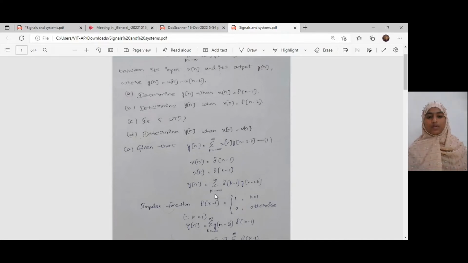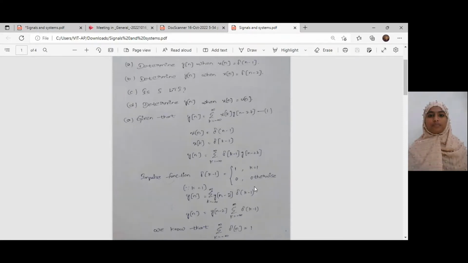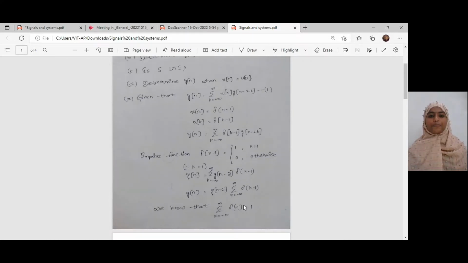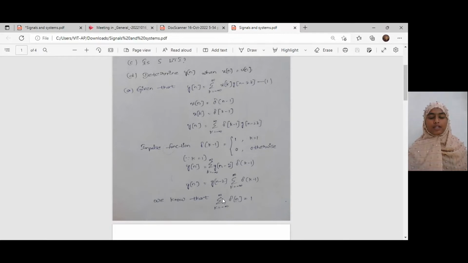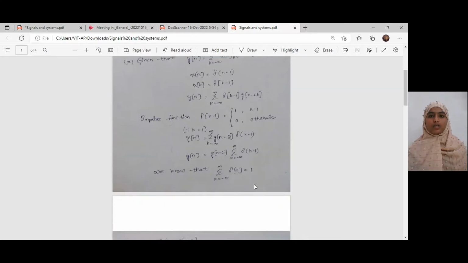I am substituting x of k in equation number 1. Then y of n equal to summation k equal to minus infinity to infinity delta k minus 1 into g of n minus 2k, where delta k minus 1 is an impulse function. Therefore, if k equal to 1, it becomes 1, otherwise it becomes 0. So I'm substituting k equal to 1 in this equation. Therefore, y of n equal to summation k equal to minus infinity to infinity g of n minus 2 into delta k minus 1. We know that summation of delta k minus 1 becomes 1. So I'm substituting 1 in this equation in place of delta k minus 1.